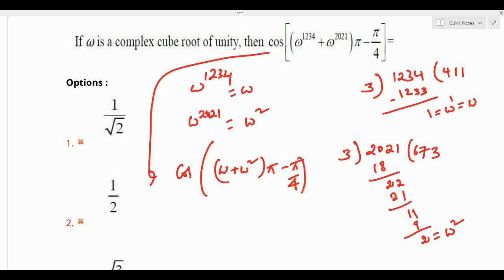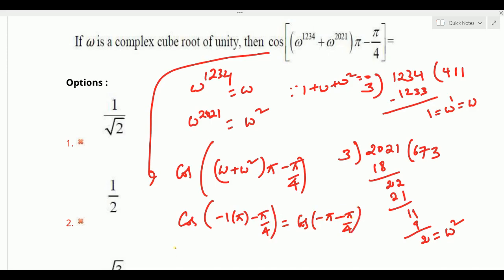Okay, you know 1 plus omega plus omega square result is 0. దీని నుంచి omega plus omega square is minus 1 or not? Therefore, cos of minus 1 with pi minus pi by 4. So, this is a cos of minus pi minus pi by 4. That is minus 3 pi by 4. Cos minus 3 pi by 4.